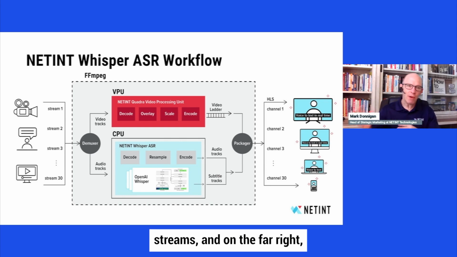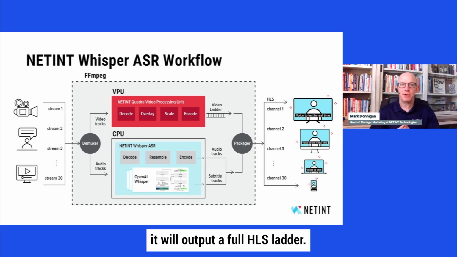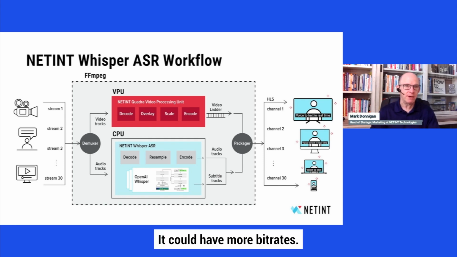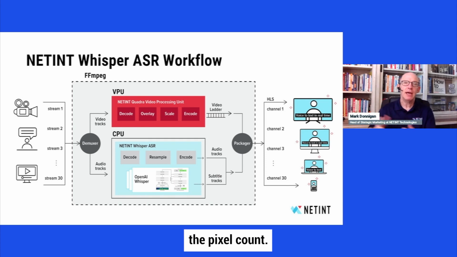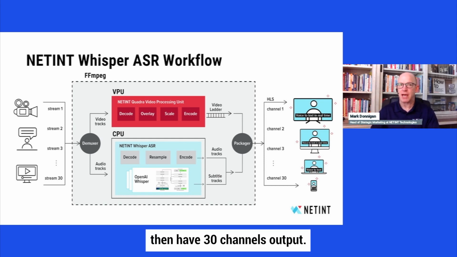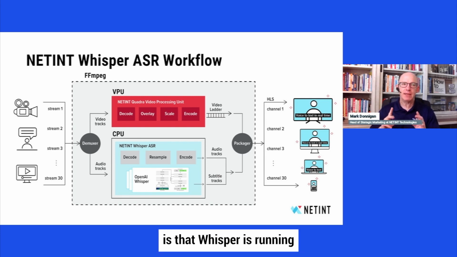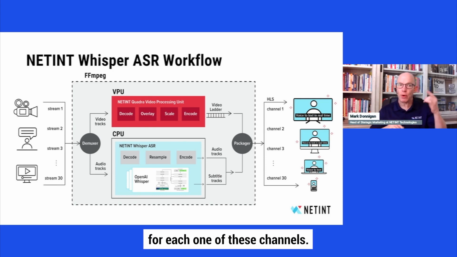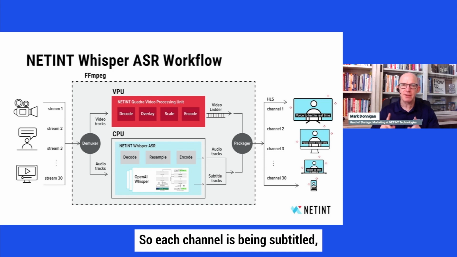And on the far right, the output, you will see it will output a full HLS ladder. We're calling them channels. Each channel could have 4 or 5. It could have more bit rates. It just depends on the pixel count. So if you wanted a traditional ladder where you have a couple 1080p's, you have a 720p, you have a 480p, and maybe you have a 360p, for example, you could then have 30 channels output. And the point is that Whisper is running its ASR process for each one of these channels. So each channel is being subtitled.